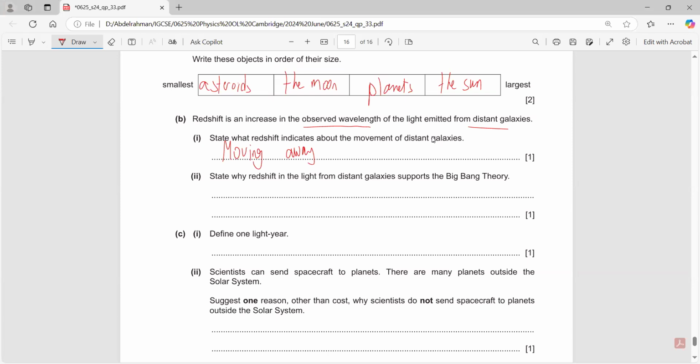Yes, a lot of you are saying that the universe is expanding, which is correct, but this is the answer for the second question. If you read the second question, state why redshift in the light from the distant galaxies supports the Big Bang theory. How does this support the Big Bang theory? Because the universe is expanding. Okay, the universe is still expanding. It has been expanding for over 14.5 billion years.